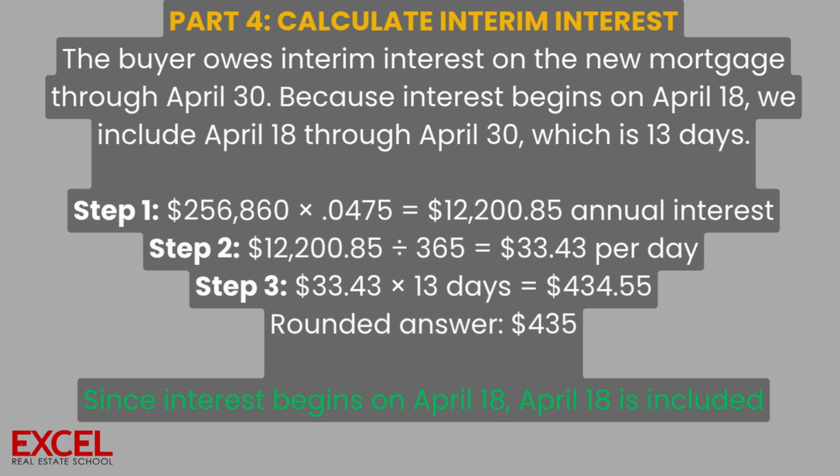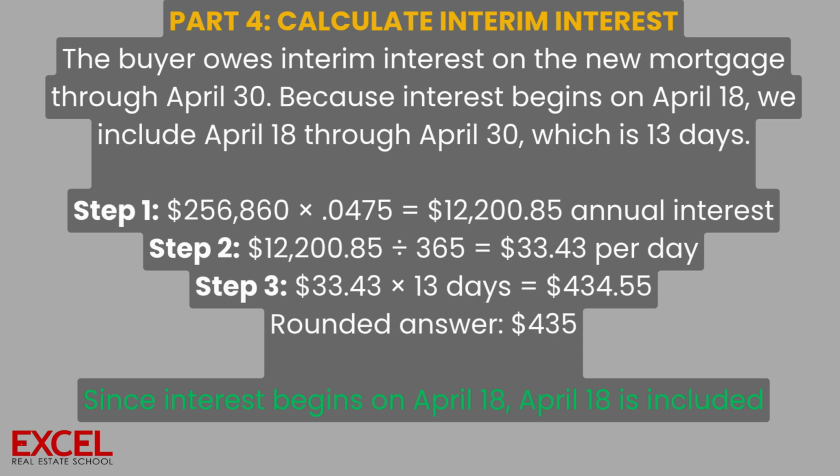The buyer owes interim interest on the new mortgage through April 30th. Because interest begins on April 18th, we are including April 18th through April 30th, which gives us 13 days. So now what we're going to do is step 1, $256,860 times the interest rate of 4.75. That gives us an annual interest of $12,200.85.